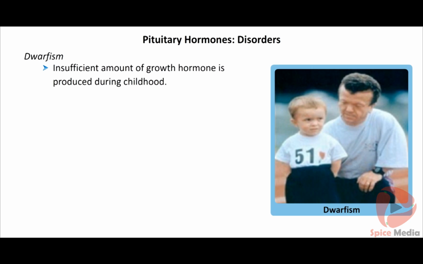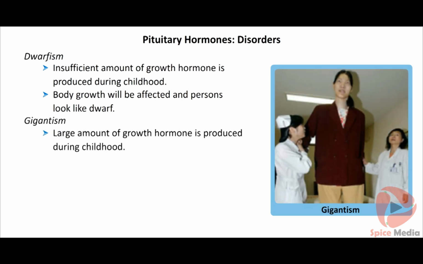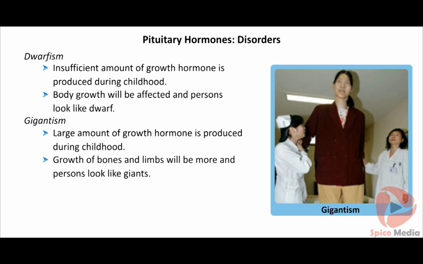Production of insufficient amount of growth hormone during childhood results in dwarfism. Persons affected by this disorder are called dwarfs with stunted growth. If large amounts of growth hormone is produced during childhood, growth of bones and limbs will be more and persons look like giants. This condition is called gigantism.